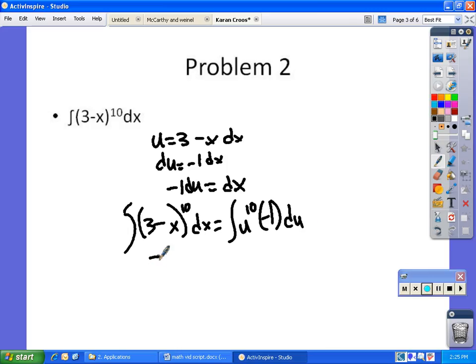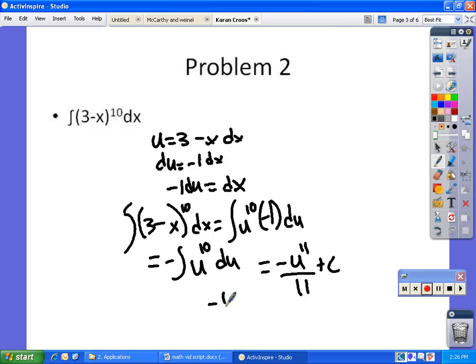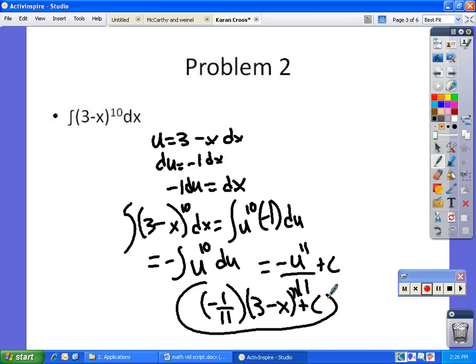Now you get negative the integral of u¹⁰ du. Now you integrate u¹⁰, so you would get −u¹¹ divided by 11 + c. Now to conclude, all you have to do is plug back in u. So that's −1/11 times (3 − x)¹¹ + c. And that's our final answer.